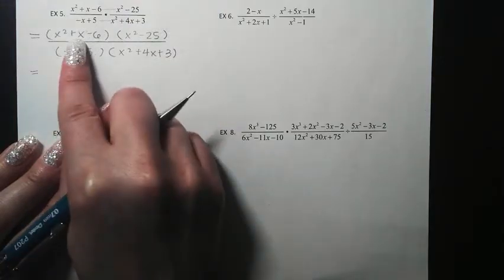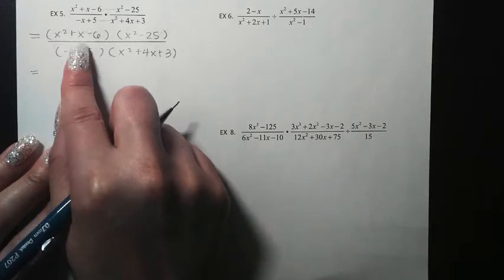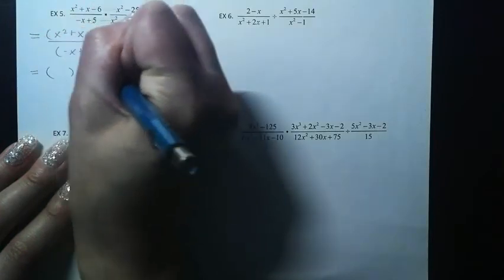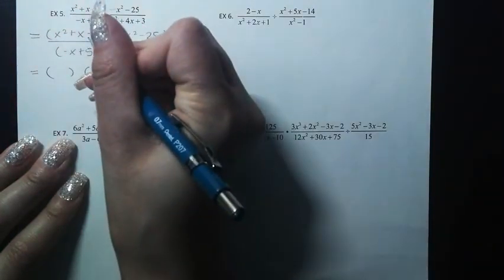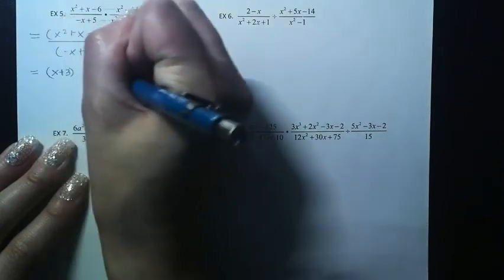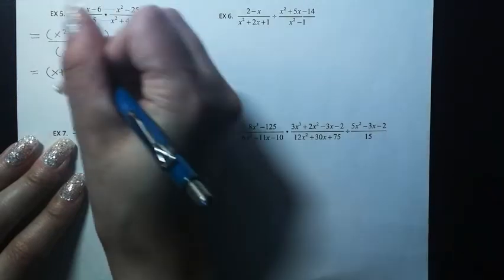Let's start with the first one on top: x squared plus x minus 6. What you need are two numbers that when you multiply them give you negative 6, and when you add or subtract them give you positive 1. Those numbers give x plus 3 and x minus 2. So you factor this one as this one.